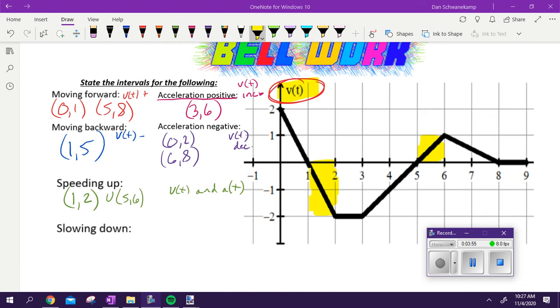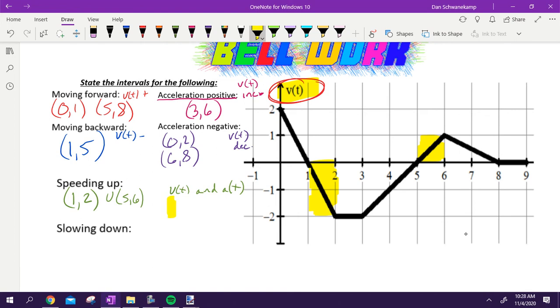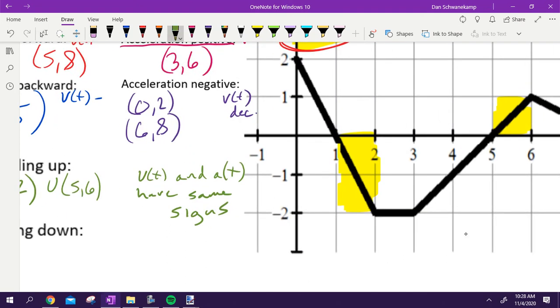Anybody got something for me? Jalen? The signs, velocity and acceleration, have the same signs. That is the justification to speeding up. Okay? Look at that first interval. What is true about the velocity right here? It's negative because I'm below the x-axis. What is true about the acceleration during that time interval? It's negative. If both your signs for velocity and acceleration are the same, you're going to be getting further away from 0.